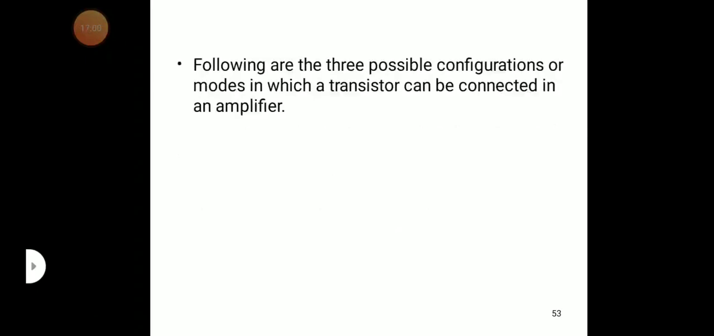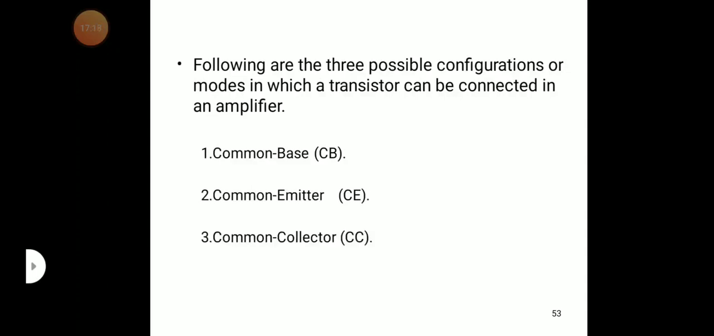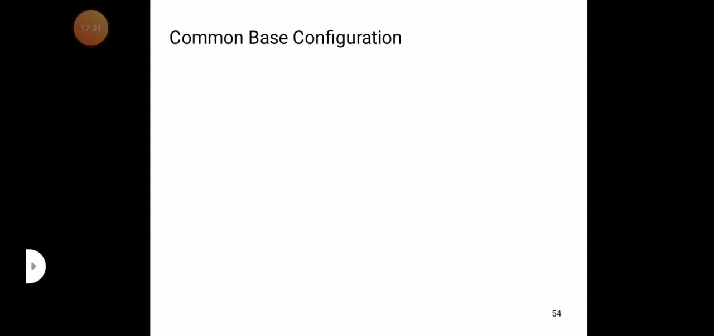Now, the following are the 3 possible configurations or modes in which a transistor can be connected in an amplifier. The transistor will be connected in 3 ways. The first one is the common base, the second one is the common emitter, and the third one is the common collector. That is, either base is common and grounded, emitter is common and grounded, or collector is common and grounded.